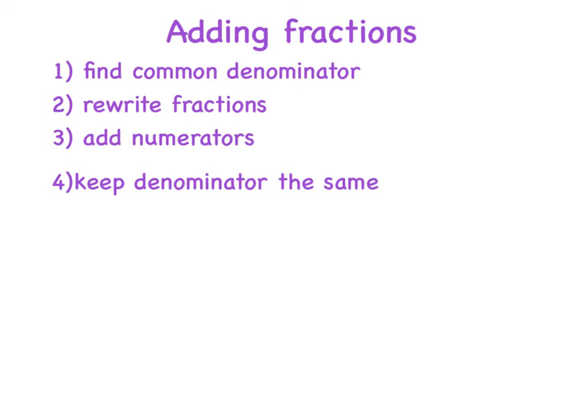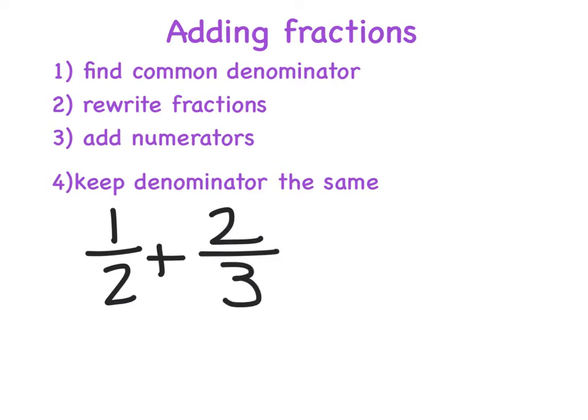So, for an example, if I were adding 1/2 plus 2/3, the first thing I need to do is find a common denominator. 2 and 3 have many different common denominators, but one that's easy for me is 6. So I'm done with step 1. Step 2, I need to rewrite the fractions so that they have the denominator of 6. To turn 2 into 6, I multiplied by 3 from here to here, so I need to multiply 1 by 3, which is 3.